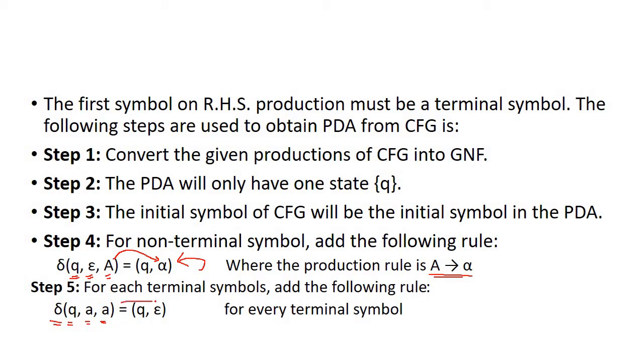So if this is the case, which is basically for the terminal symbol, we need to have the state and epsilon. Epsilon means that we are popping out the terminal from the stack. So we have to create all the transition functions for each and every terminal symbol. So this is the basic idea of converting any CFG into PDA. So let's have a quick look at an example.